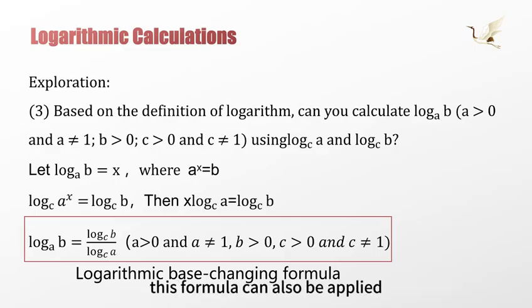This formula can also be applied in reverse, which means that the quotient of two logarithms with the same base can be converted into one logarithm. The base of this new logarithm is the true number of the logarithm in the denominator of the fraction. The true number of the new logarithm is the true number of the logarithm in the numerator. So we can achieve the goal of simplification.